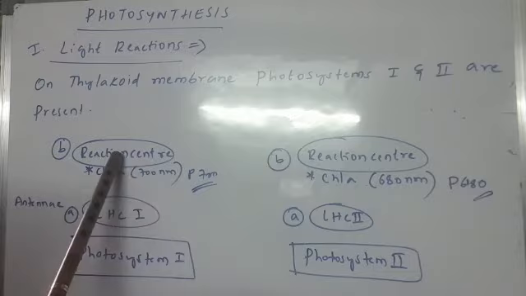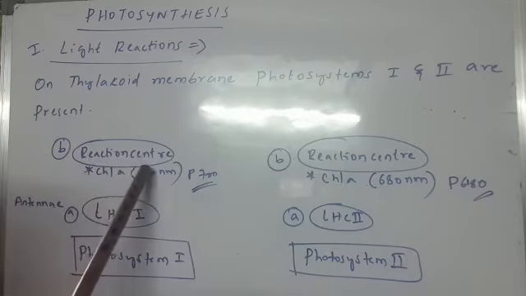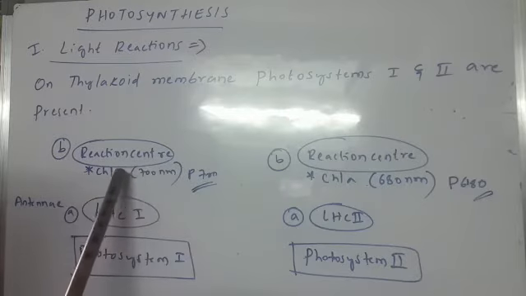The next part of the photosystem is the reaction center. Now in the reaction center, there is a special type of chlorophyll A, which absorbs a wavelength of 700 nanometers.